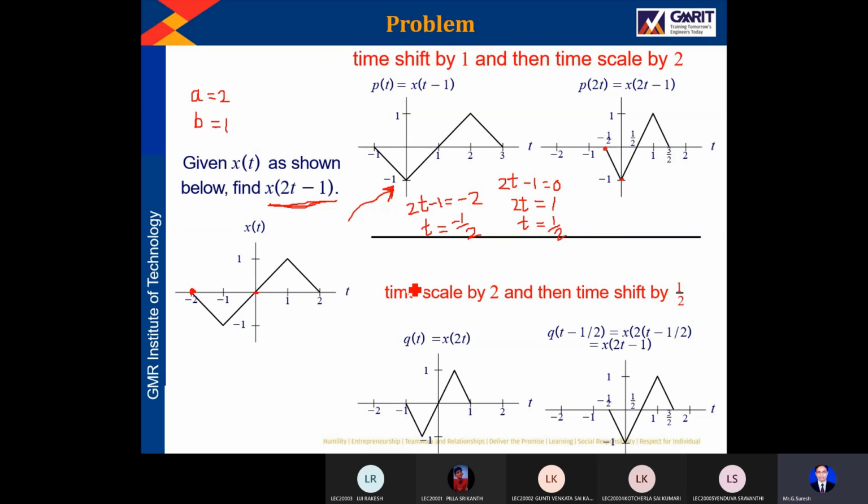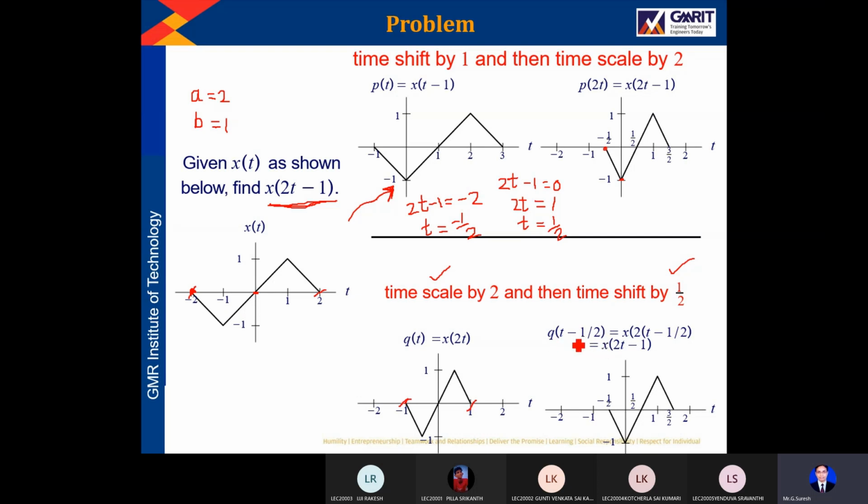Now what we will do is first we'll scale the signal and then time shift. When you scale the signal by 2 times, this signal which extended from minus 2 to plus 2 will appear from minus 1 to plus 1. Now time scaling is over. Now you want to shift it by 1 by 2 amount. So you want q of t minus 1 by 2.